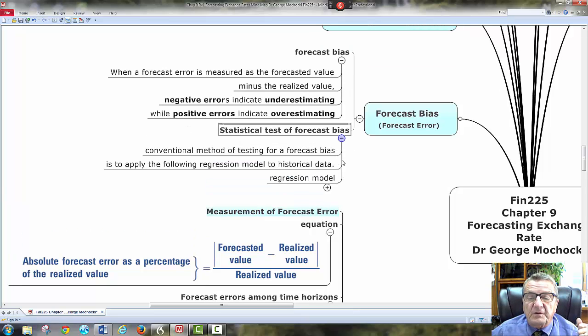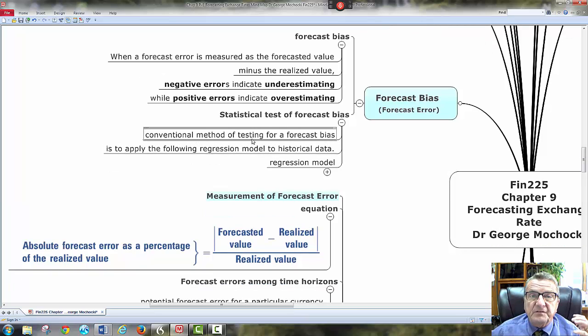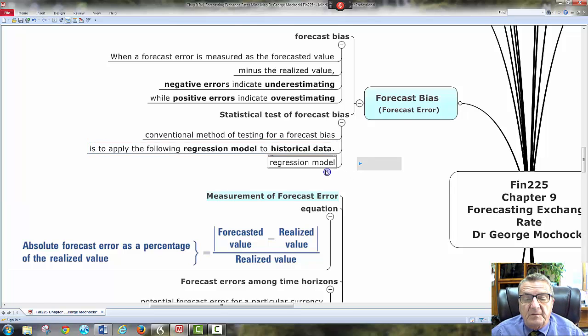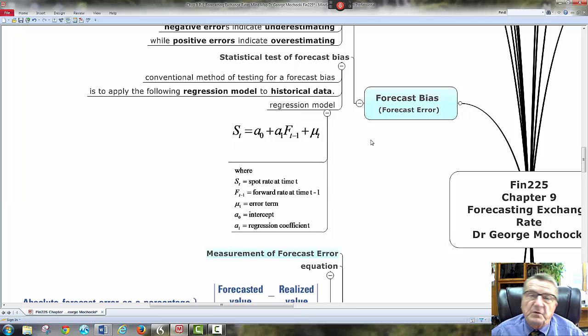Statistical test of forecast bias. The conventional method of testing for forecast bias is to apply the following regression model to historical data. Let me just highlight this for you; that's what I would highlight with yellow. Here's my regression model. You could put it in your scientific calculator, which already has it, and put in your spot rate, the forward rate, the error term, the intercept, and then the regression coefficient. Put it in there, and hit complete, and you'll be done.